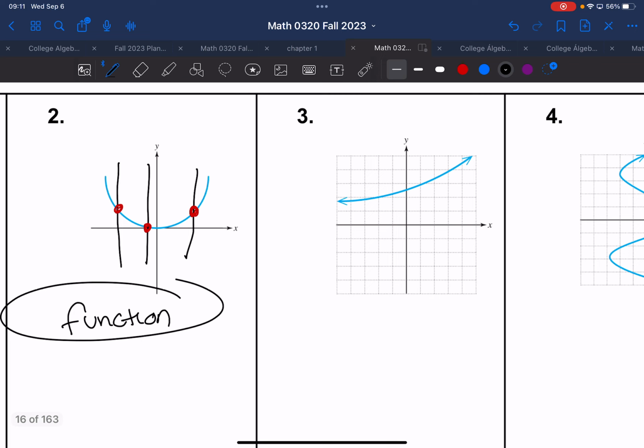Okay, what about number 3? Function or not a function? Function. It's a function. Why? It passes the vertical line test. It passes the vertical line test, and I can test that here. Let me draw a couple vertical lines. Notice that no matter where I draw the vertical line, it only crosses my graph at one point. So that means it is a function.